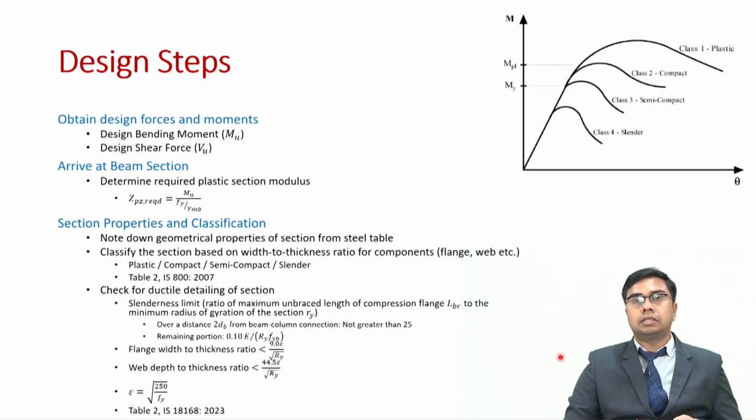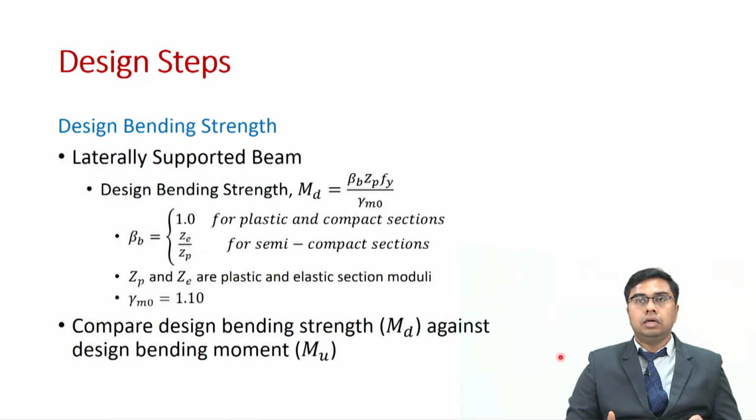Now, once we have the section properties and classification known to us, we can find out the design bending strength. The design bending strength of a beam is calculated in two different manners for a laterally supported beam and a laterally unsupported beam. As we have seen, in most cases for good seismic resistance, you need to support the beam by providing panel bracing, internal panel bracing. We will discuss more about that further, but sometimes the beams may be considered to be laterally unsupported.